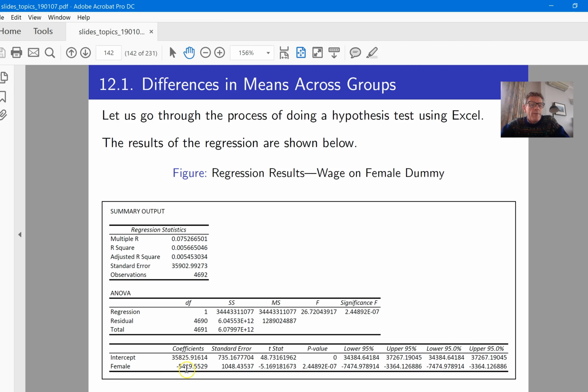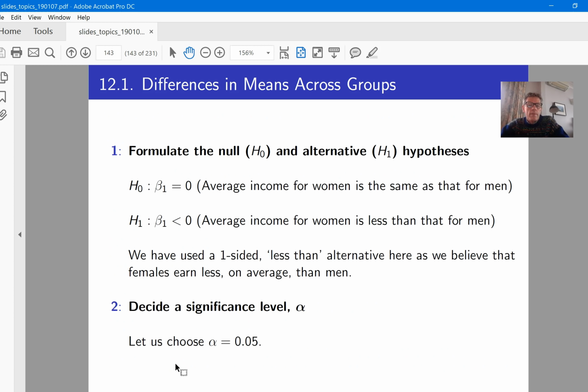You can see it's minus 5,000, so that says my estimated income for females is $5,419 lower than it was for males. So it seems like quite a big difference. But is it just a fluke, or is it a real difference? So hypothesis testing helps us to address that question.